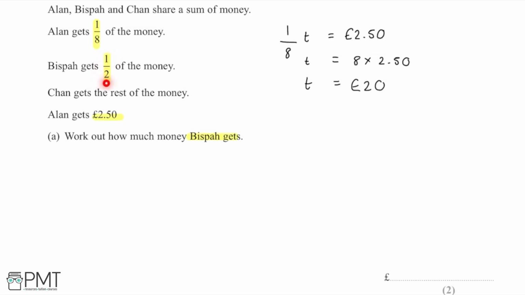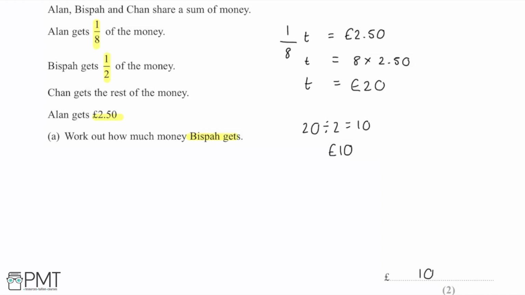Now Bisper gets half of the money, so I need to find half of the total. So 20 divided by 2 is equal to 10. So the amount of money that Bisper gets is going to be £10 here.